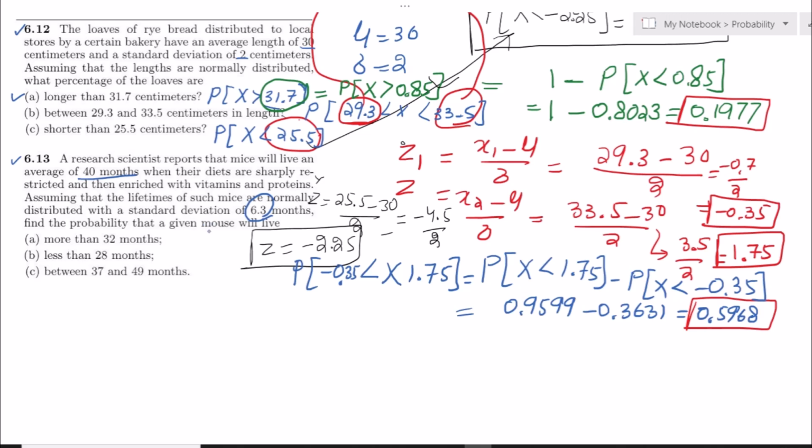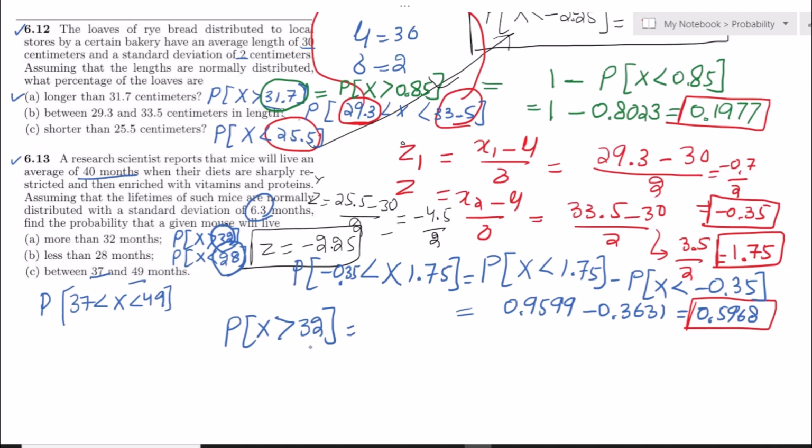Find the probability that a given mouse will live more than 32 months, meaning the probability that x is greater than 32. Less than 28 months means the probability that x is less than 28, and between 37 and 49 means x is greater than 37 and less than 49. That is the probability. Now what would be the steps? Here again you have to convert to Z. This is the first one, x is greater than 32.